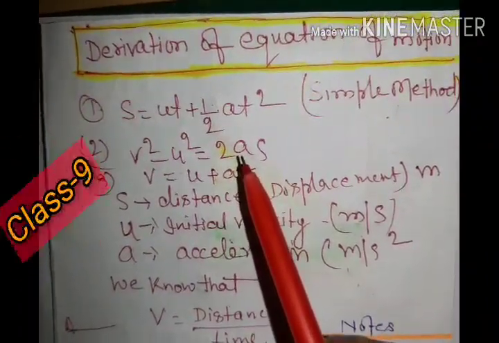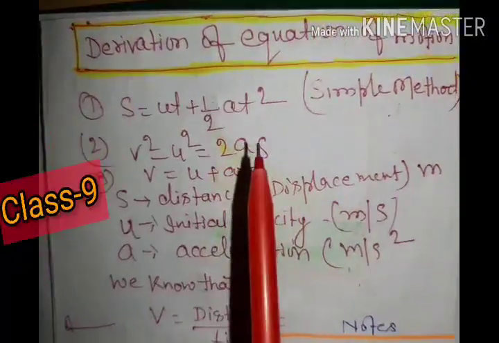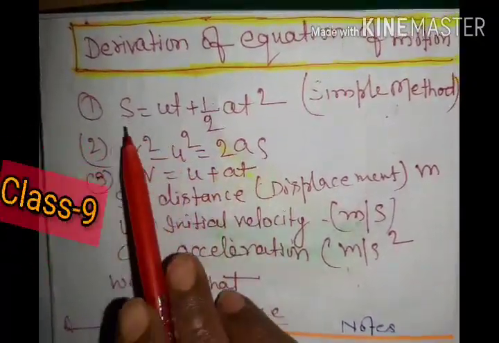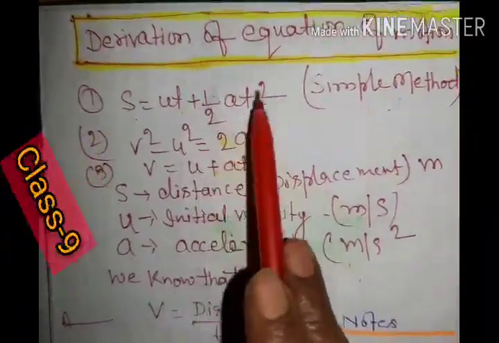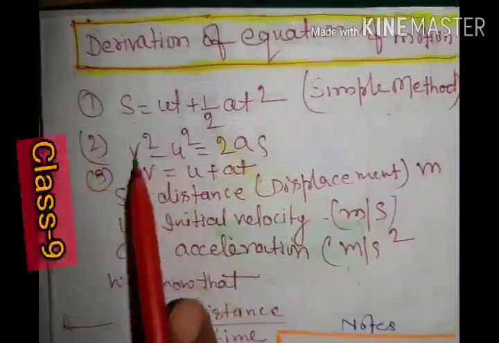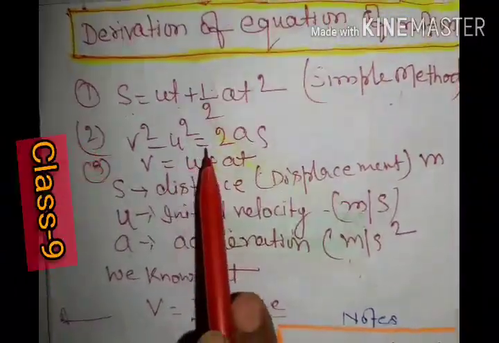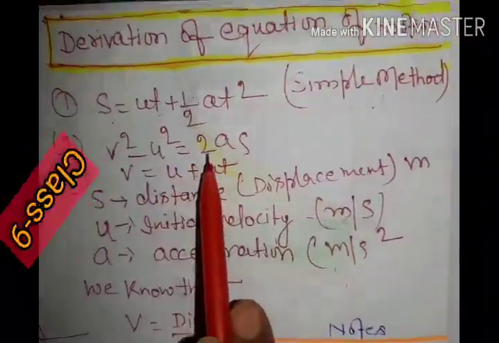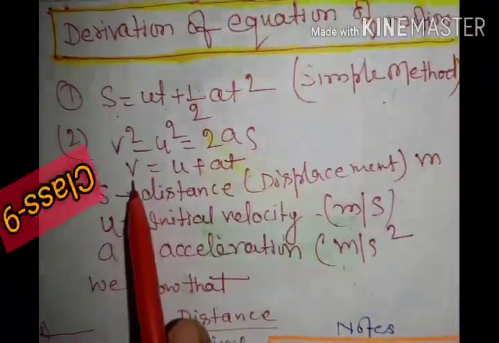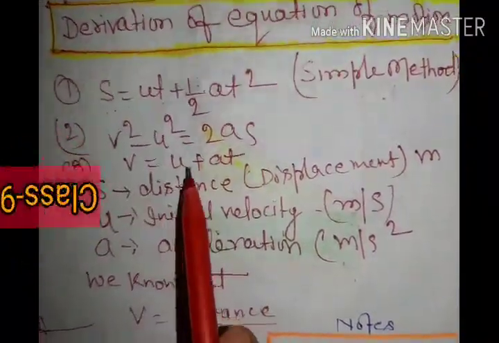I am deriving the equations of motion. There are three types of equation. First, S is equal to ut plus half at square. Second, v square minus u square is equal to 2as. And third, v is equal to u plus at.